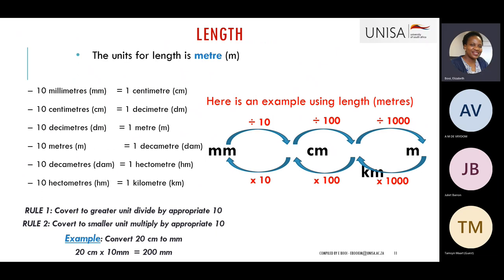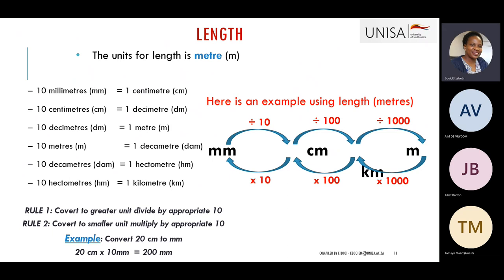When we convert length from one unit to the other, we always use the SI unit, the system of units that we use to convert from one unit to the other. And for length, it's always assumed that we refer to meters. So in order for us to move from one unit to the other, there are certain rules that you need to remember. Now, these are your SI units. They start from kilometers to millimeters.